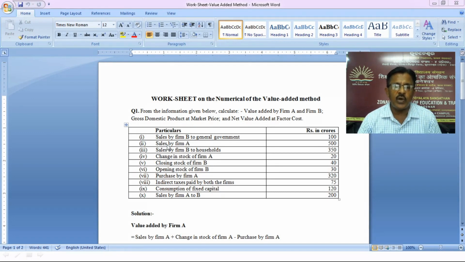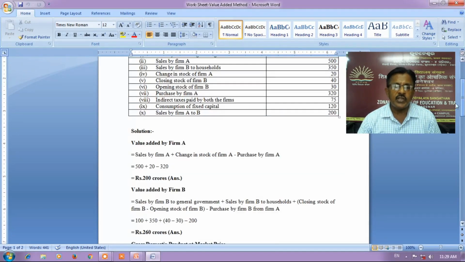In this question number 1, sales by farm B to general government, sales by farm A, sales by farm B to households, change in stock of farm A, closing stock of farm B, opening stock of farm B, purchase by farm A, indirect taxes paid by both the farms, consumption of fixed capital, sales by farm A to B. So you can see the solution.